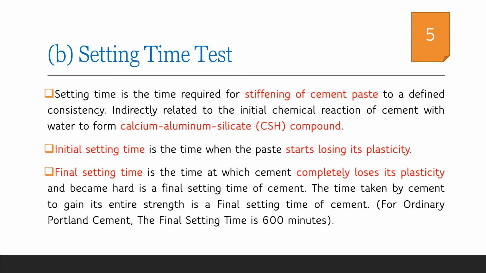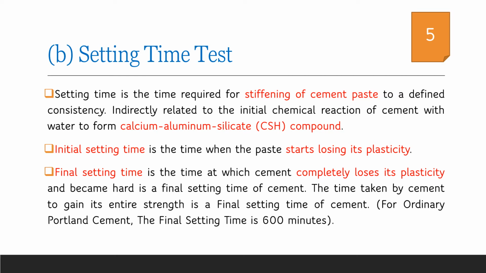Now let us discuss the setting time test. It is the time required for stiffening of the cement paste to a defined consistency. It is indirectly related to the initial chemical reaction of cement with water to form the CSH compound. There are two types of setting times generally discussed: initial setting time and final setting time. Initial setting time is the time when the paste starts losing its plasticity. It is around 30 minutes.